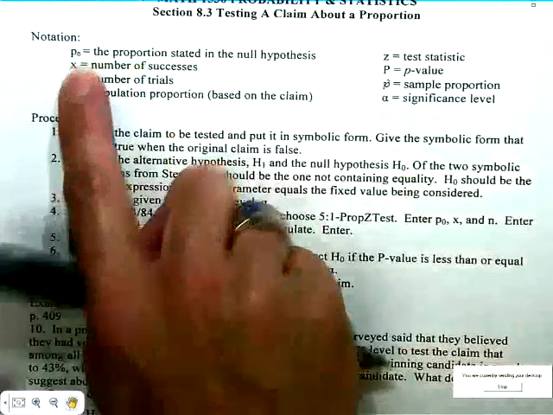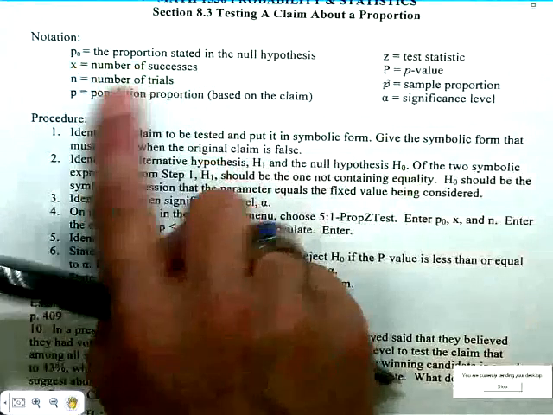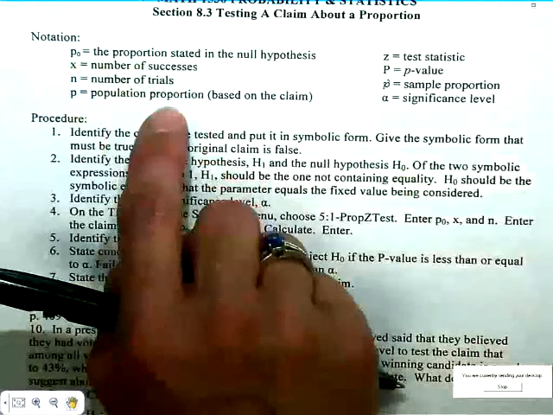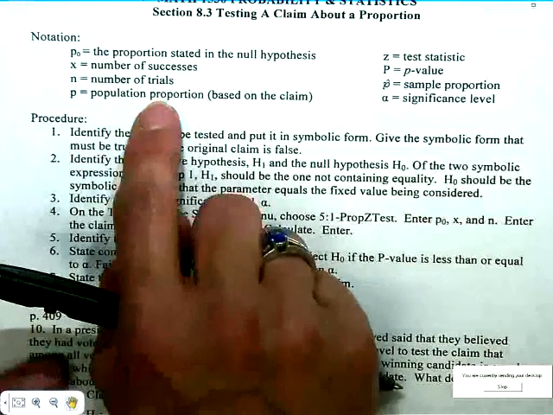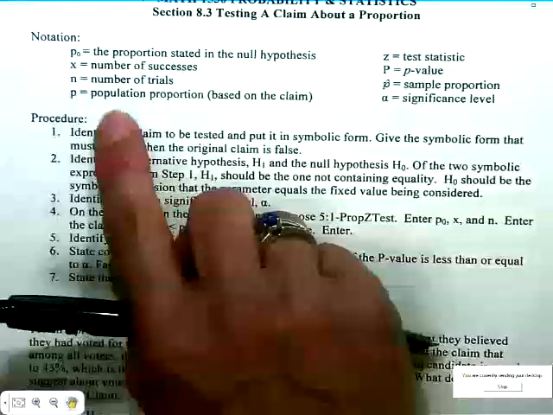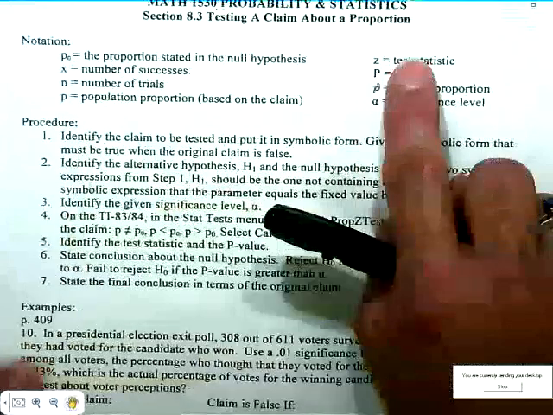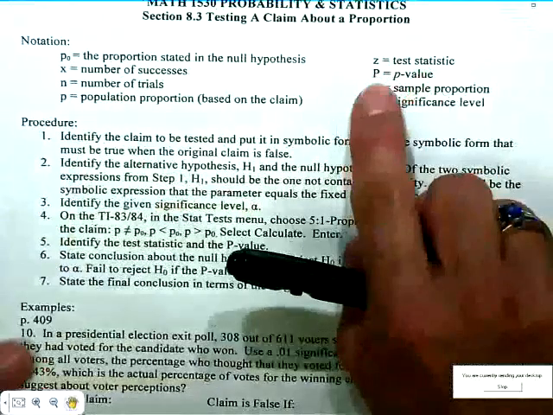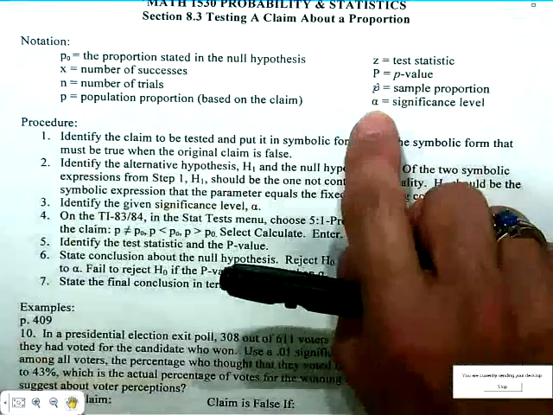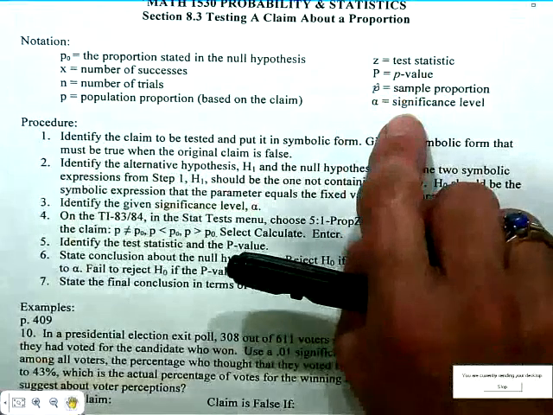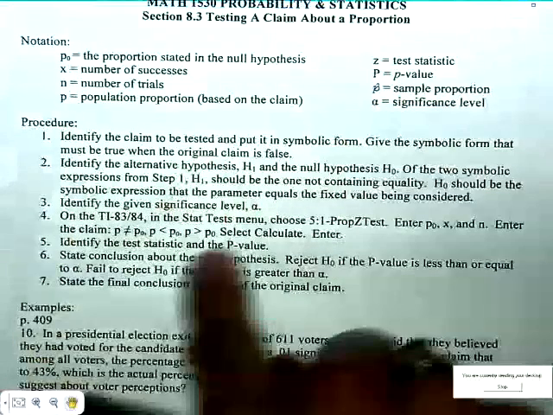X is the number of successes, N is the number of trials, P is the population proportion based on the claim. The claim may be that the average guy weighs more than 200 pounds. Then the population proportion would be 200. Z is your test statistic. Your calculator doesn't spell out p-value, but that's what P is on the calculator. It's giving you the p-value. P hat is your sample proportion, and alpha is your significance level. These steps are just written form, outline form of this process.